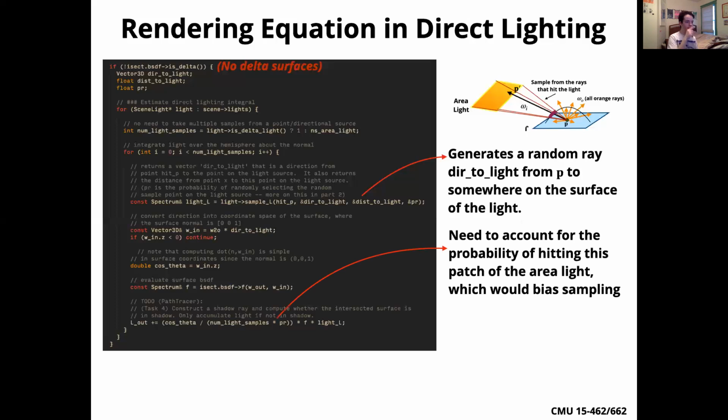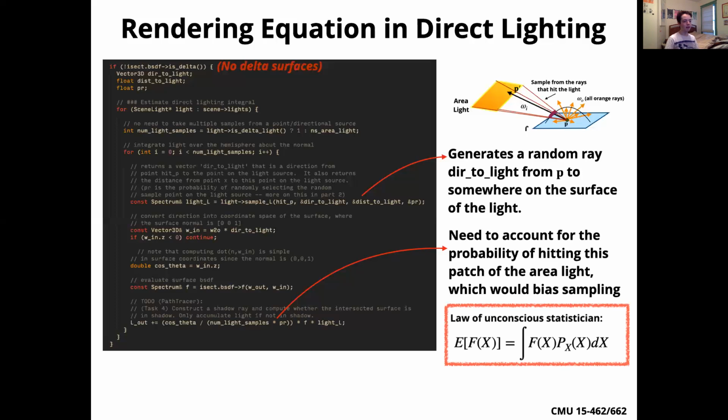Another thing to note is that we need to account for the probability. This is that PR variable. We need to account for the probability of hitting this patch of the area light, because if we don't, it's going to bias our sampling. We're going to get a higher radiance in areas that are higher probability. And if you think about it, what does this remind you of? We're accounting for a change in probability. Our sampler has a biased probability in some direction, on account of this whole projection onto the hemisphere, and we're dividing by it for some reason.